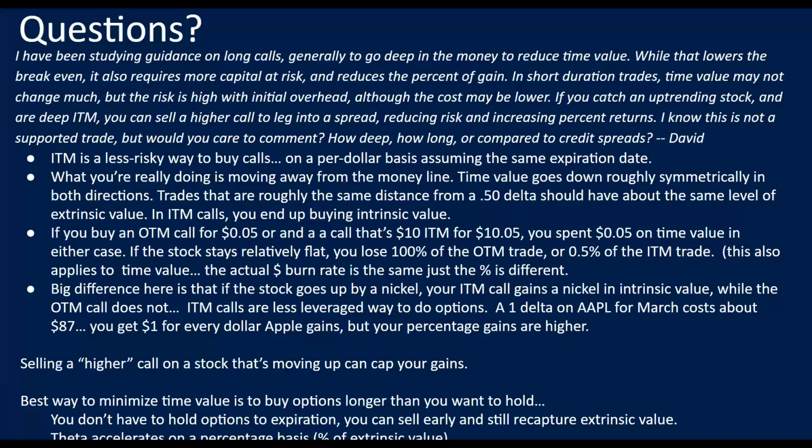So the best way to minimize the time value lost is to buy options longer than you want to hold. Okay, so you don't have to hold options to expiration. You can sell early, like we just talked about. And in that case, what you're doing is you're selling the time value back to the market, right? So you buy an option for a month, you hold it for a week, you sell 3 weeks of that back to the market. And the theta accelerates on a percentage basis, percent of the extrinsic value, as you get closer to expiration. So week 1 of that month, you lose a lot less time value than you do in week 4.